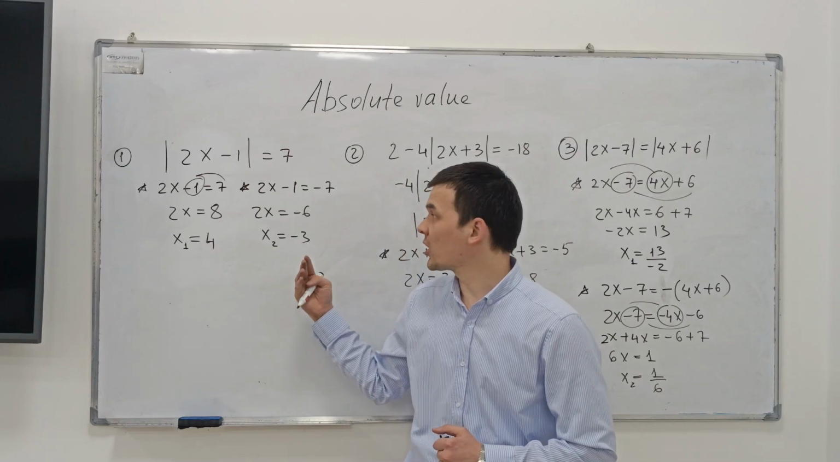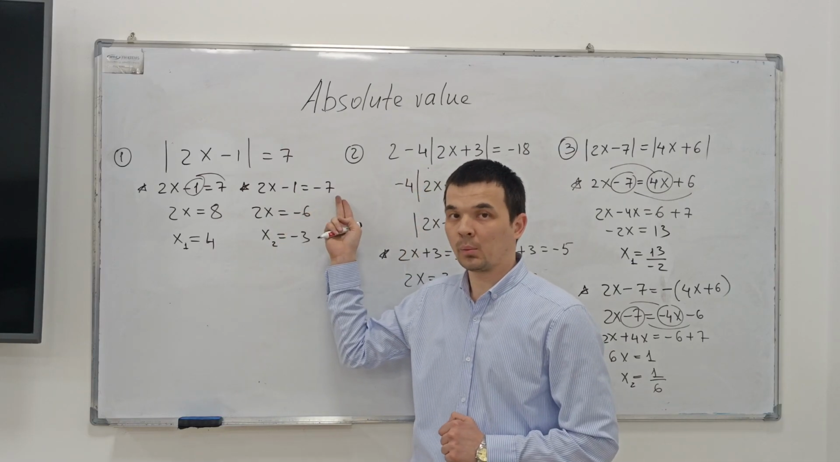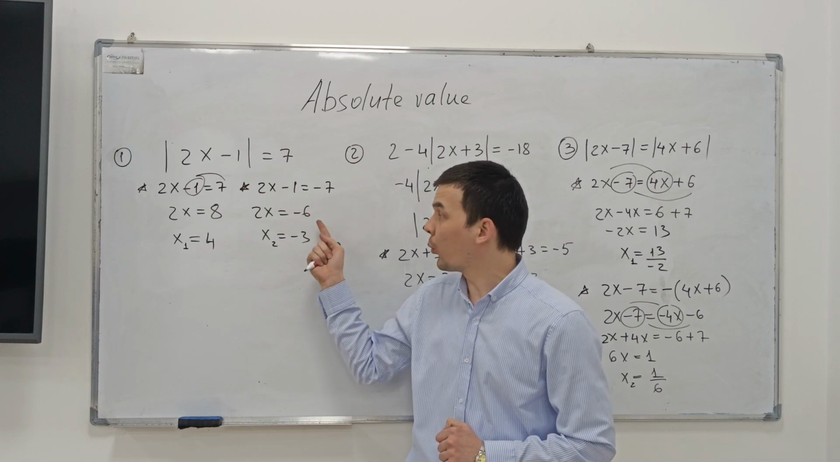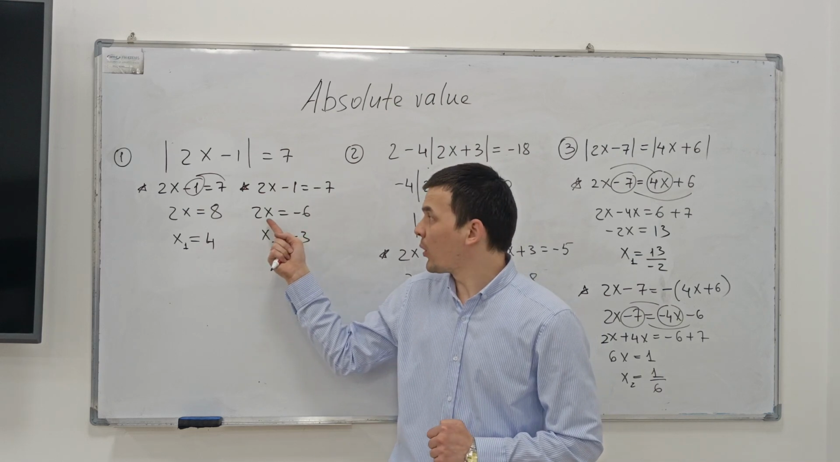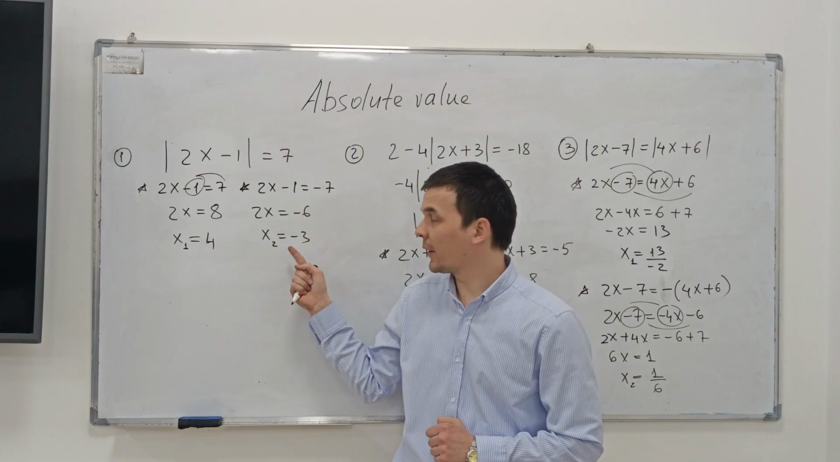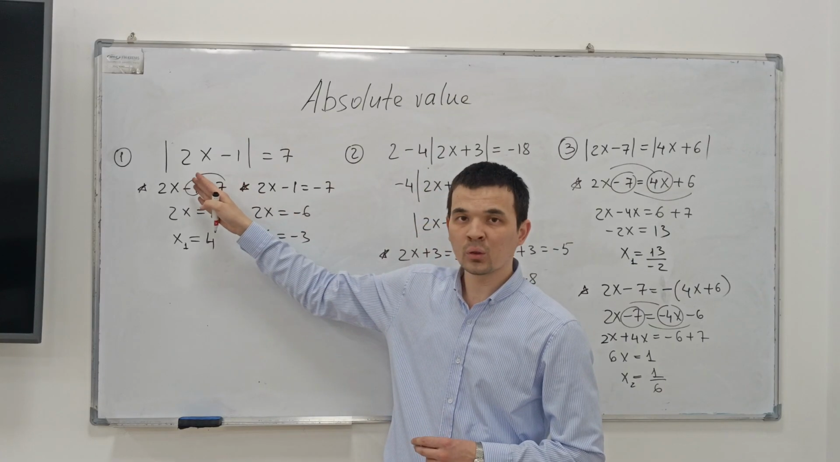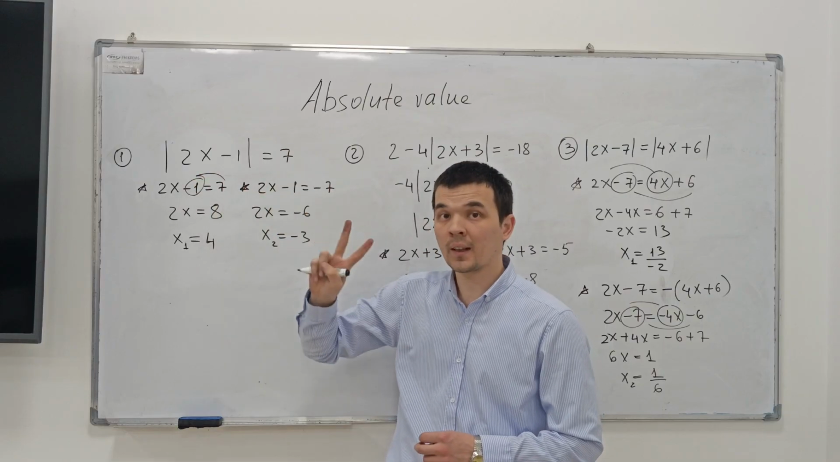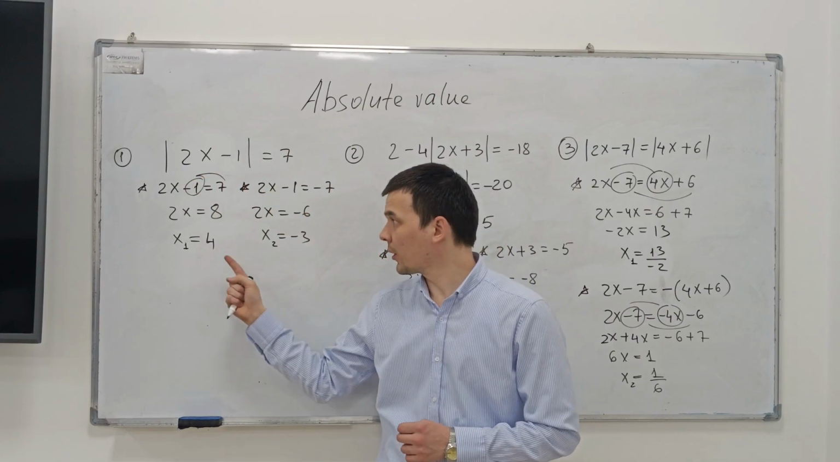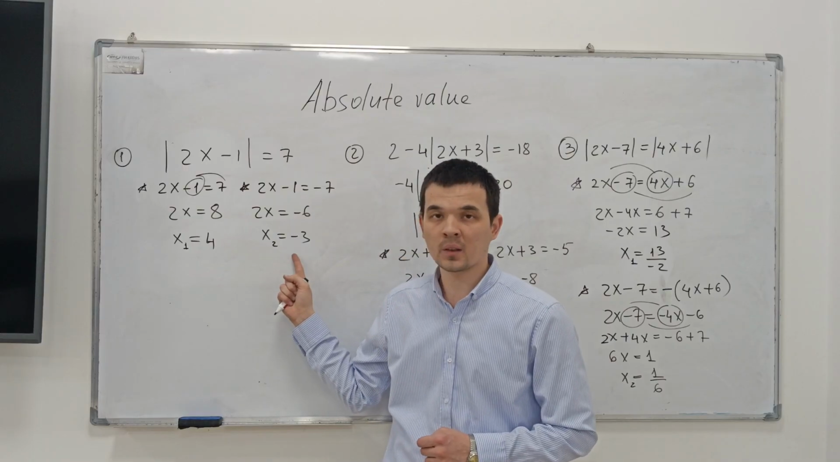However, in the second equation, minus 1 should come here as a plus 1, and minus 7 plus 1 will be minus 6. When we divide minus 6 by 2, our final answer will be minus 3. As you can see, the absolute value of 2x minus 1 equals 7 has two possible answers. The first one is 4, and the second one is minus 3.